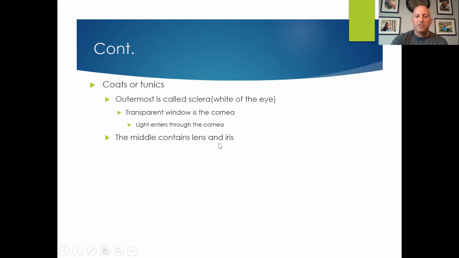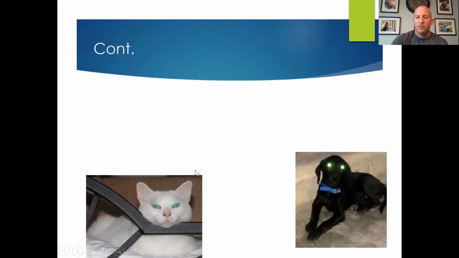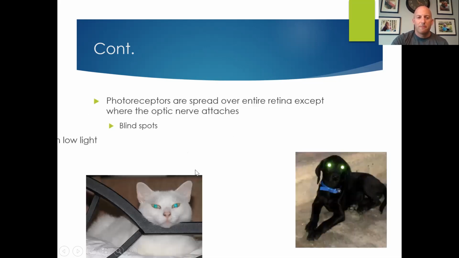The 3 layers, don't want to spend a whole lot of time focusing on that, but the outermost is the sclera. That's the white part of the eye, also the cornea. And the middle is the lens and the iris. And that's where we also find the pupil. And the innermost is the retina that has those photoreceptors.